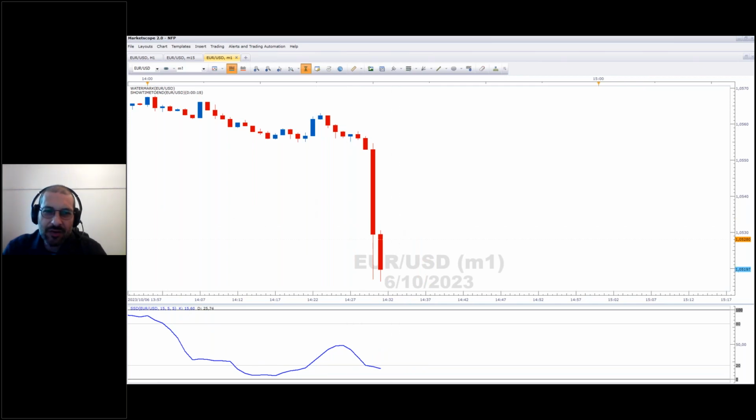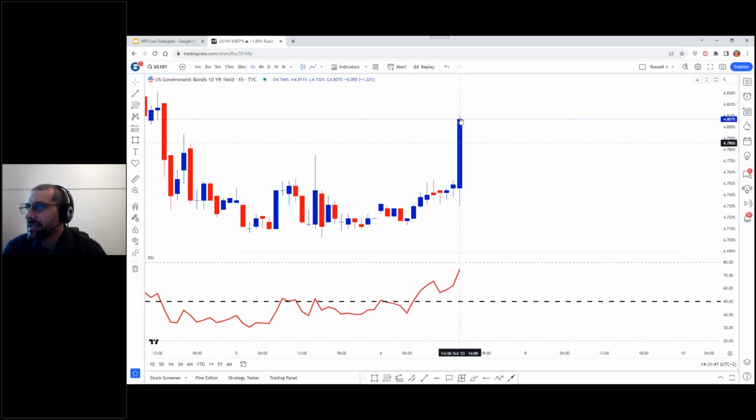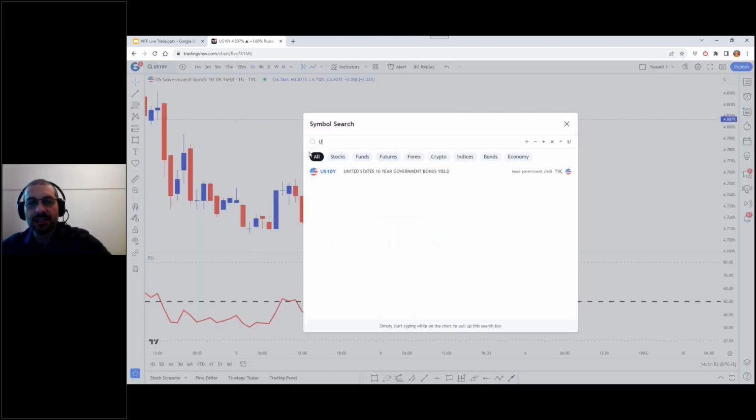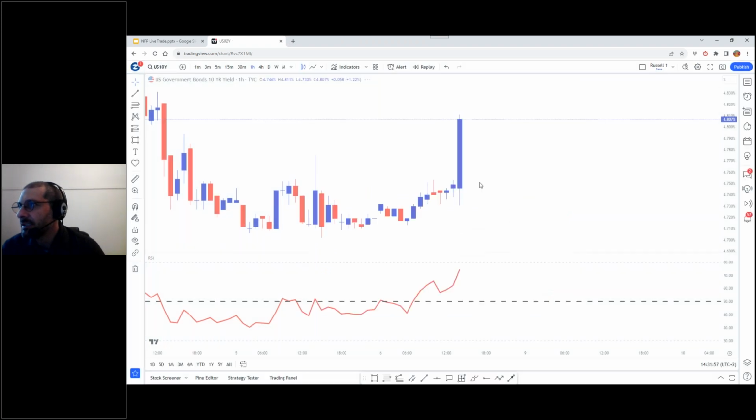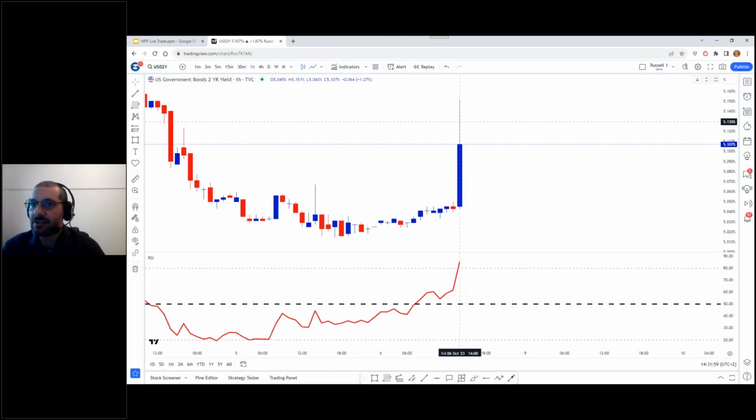Let's take a look at what's happening with the rates. Okay, you can see how the yield is shooting up. Yield shooting up on the 10-year. That should be dollar supportive. Let's take a look at the 2-year. Yield shooting up, should be dollar supportive.